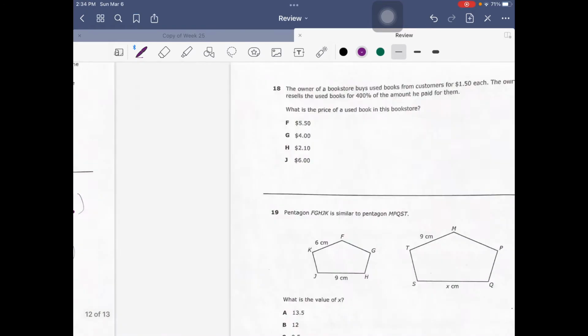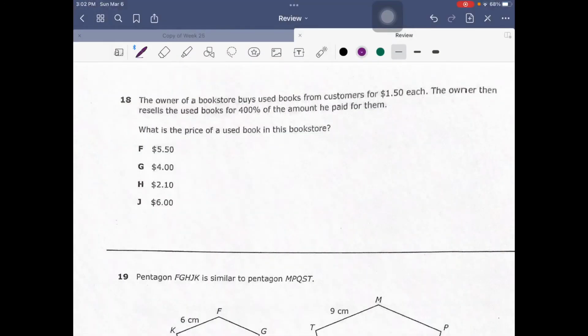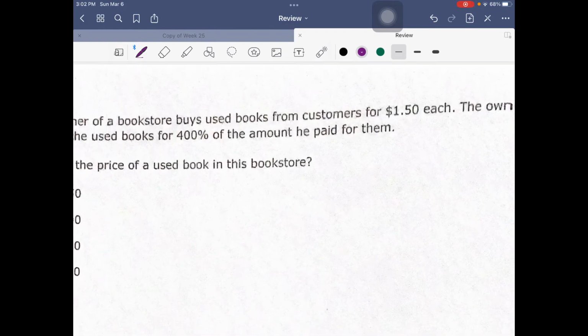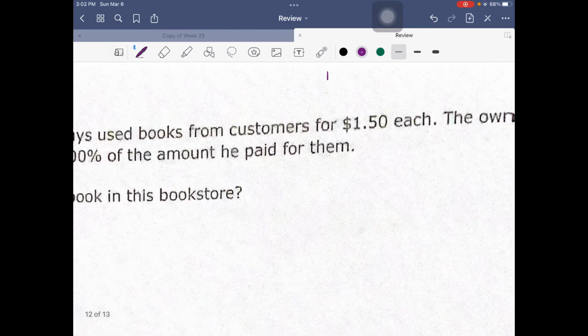Now moving on to the next question, number 18. The owner of a bookstore buys used books from customers for $1.50 each. Let me draw a little book right here. And then there we go. These are the pages. And that's the best I can do.